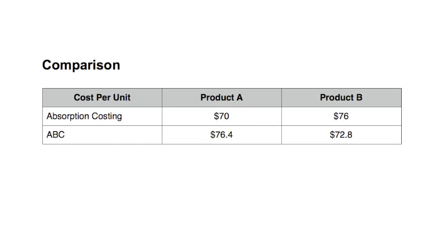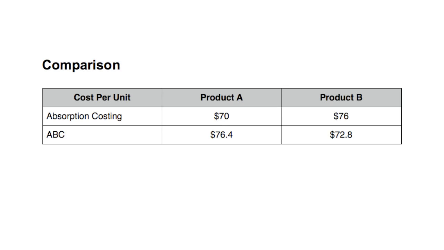So looking at the information that has come out of our example, we can see that the absorption costing cost per unit for product A is $70. Now compare that to under ABC costing, where the cost per unit of product A has gone up to $76.4. Also looking at product B, under absorption costing, we had $76 per unit of total cost, whereas under ABC costing, we have $72.8.